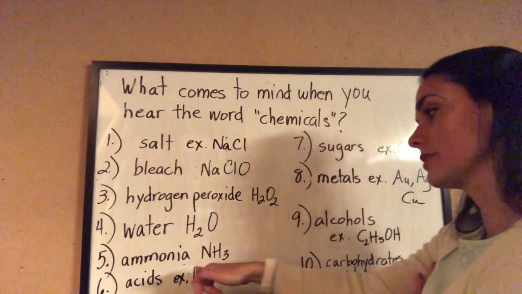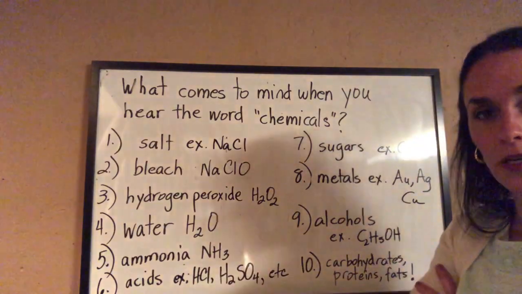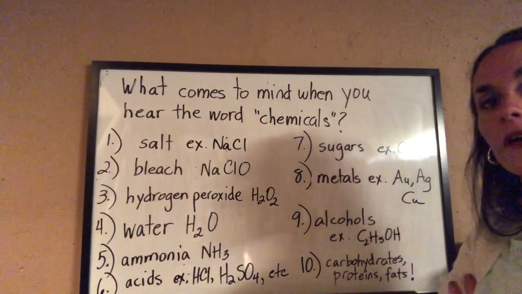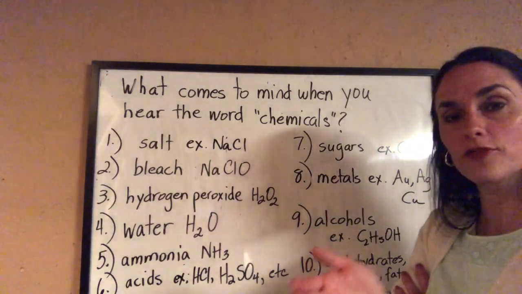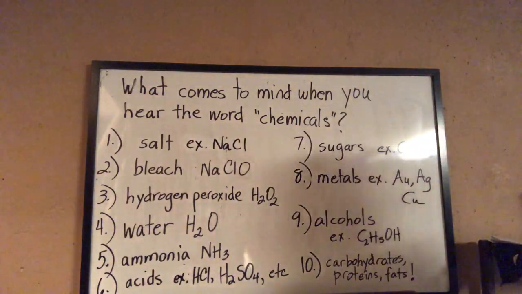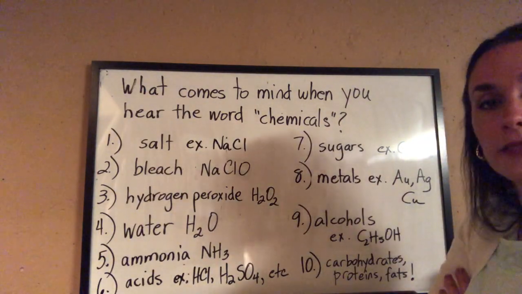Okay, not something as strong as these two acids, but you have phosphoric acid, citric acid, ascorbic acid, weaker acids. A lot of our food products contain acids. Vitamin C is an acid.